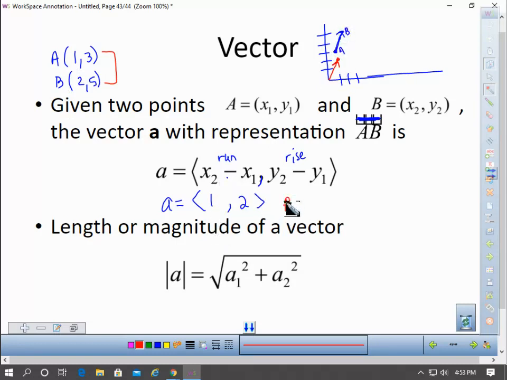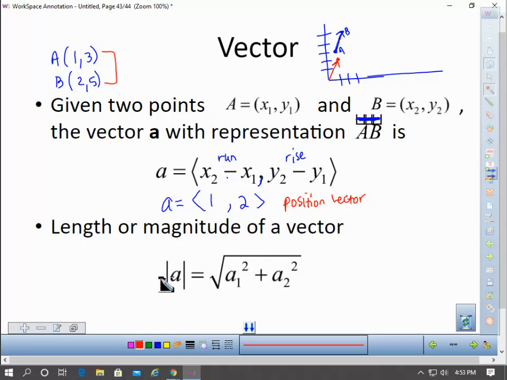So this is now a position vector that starts at the origin and goes to the point 1, 2, and it is the same, and now it also has the same length and magnitude as the original segment did. All right, so to find its length, you'll notice it's just the square root of a1 squared plus a2 squared. Well, remember what I told you, this was your rise and your run. And if you remember your distance formula, this is nothing but Pythagorean theorem or distance formula is all it is.